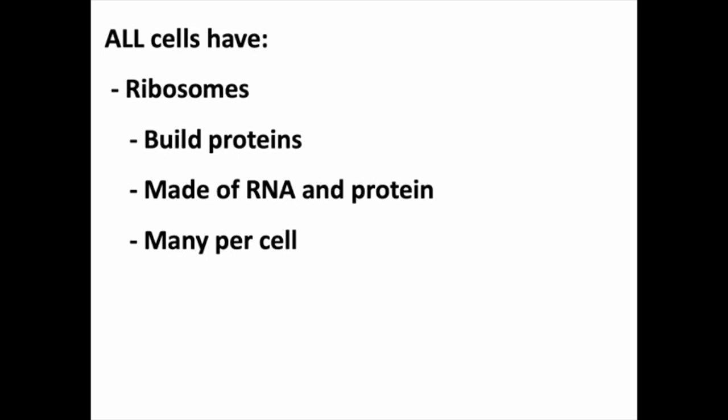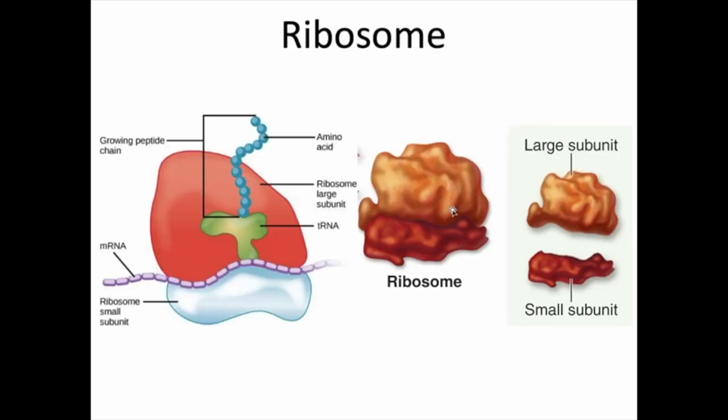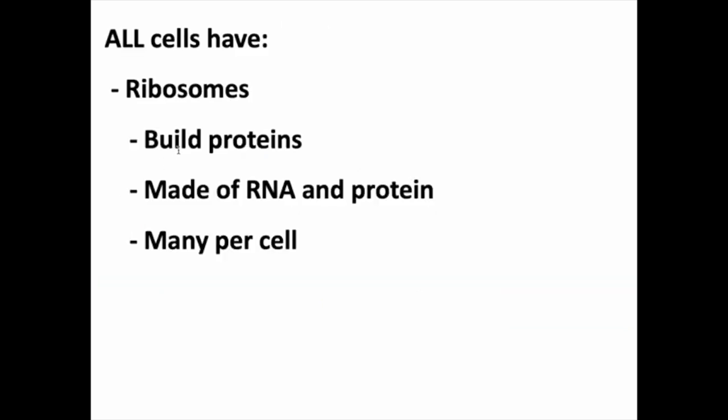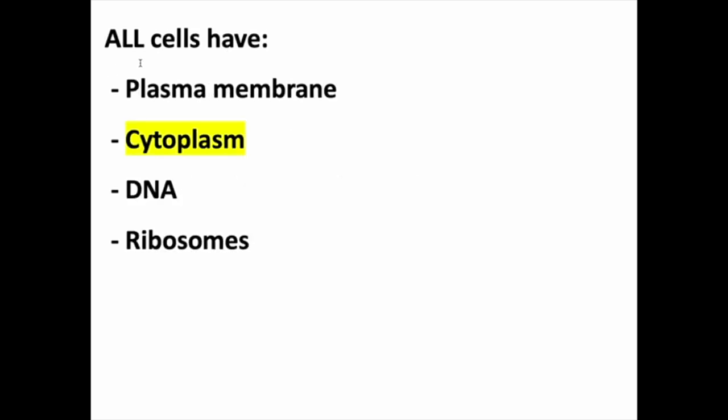There is RNA in the structure of the ribosome that is required for it to do its job: build proteins. And of course, there are many of these per cell, and they're things that all cells have, prokaryotes and eukaryotes. So that does it for the things that all cells have.